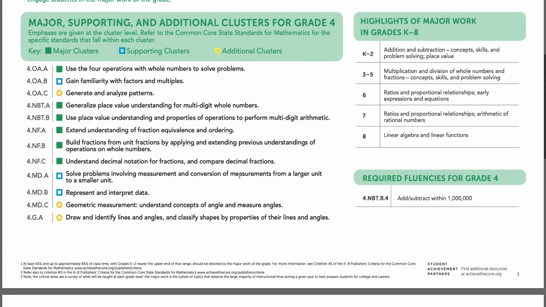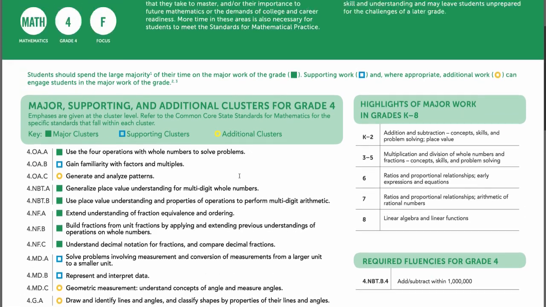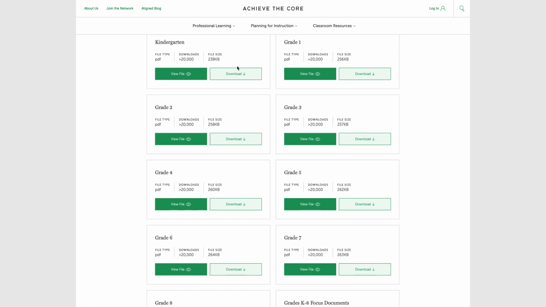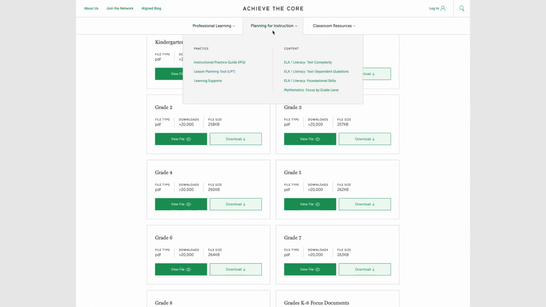So now that I know the major clusters and understand what foundation they need in order to be successful, I want to see more specifically in those clusters. So what I'm going to do is scroll up. I'm going to click the back button on my browser. And then up at the top, you see the 3 areas again. I'm going to go to Classroom Resources, and here's the second resource. I scroll down to the Coherence Map.